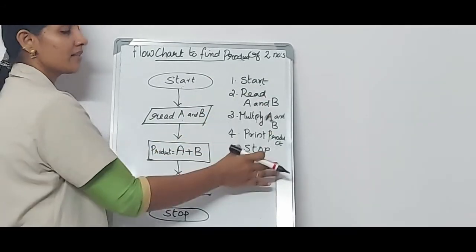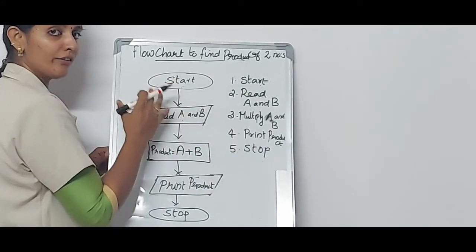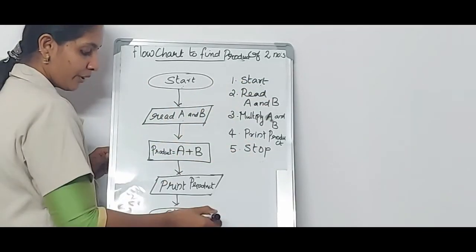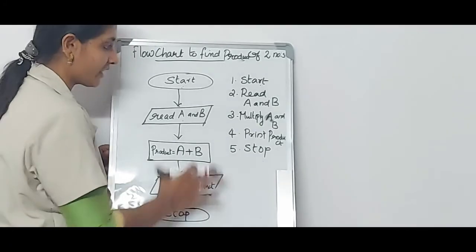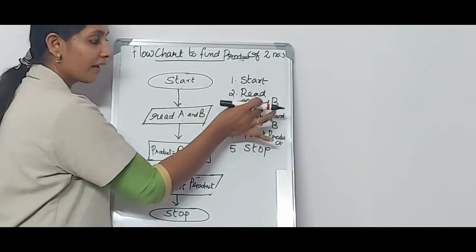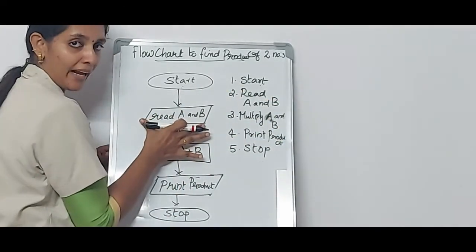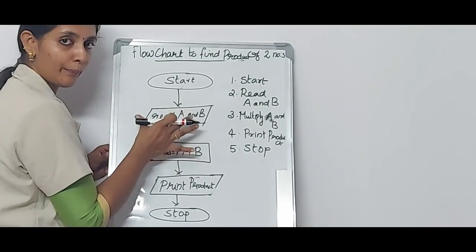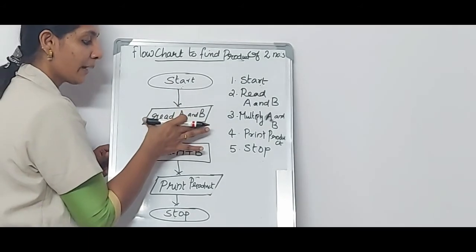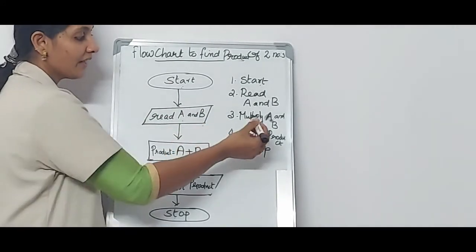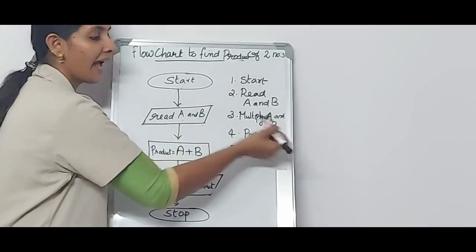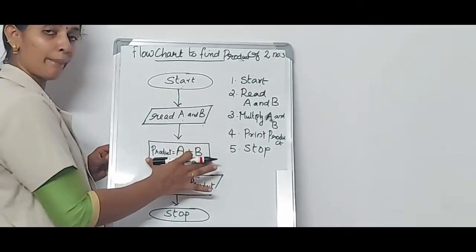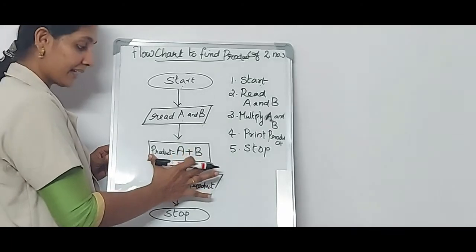So using this algorithm, you can draw the flow chart. The first and last steps, start and stop, you can represent using an oval shape. Then the second one, read A and B, using a parallelogram. That is, read is an input process, so it is represented using a parallelogram. And the third one, multiply A and B. This is an action or a process, so it can be represented using a rectangle.